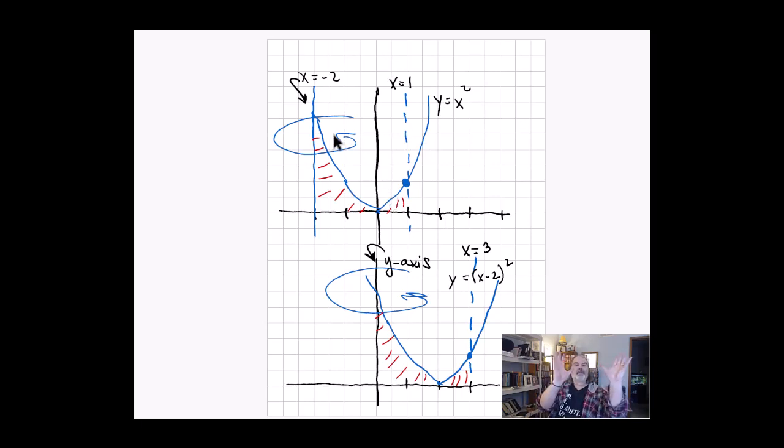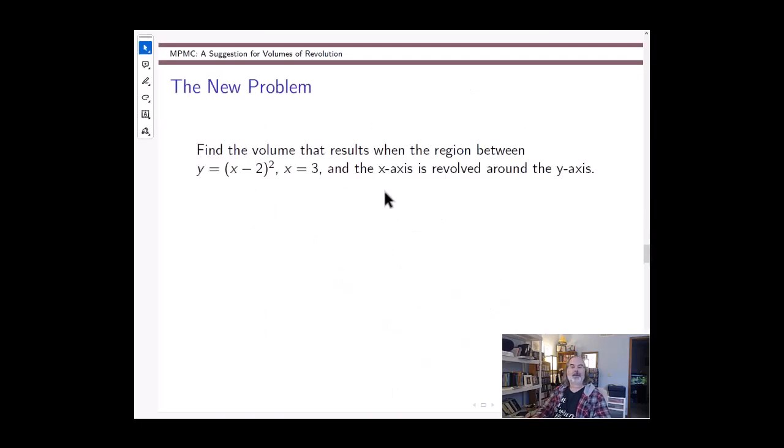We just pick up the entire problem, move it over 2 units, and plop it down, and now we have the function y equals (x minus 2) squared, trapped at x equals 3, right? That's the farthest away we go. That being revolved around the y-axis is going to give exactly the same volume. Okay, so there's the new problem.